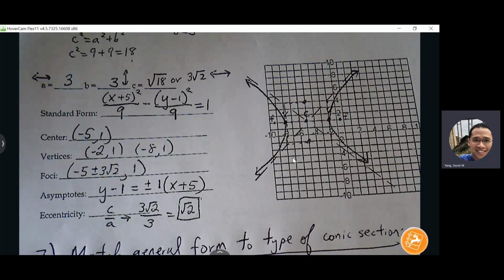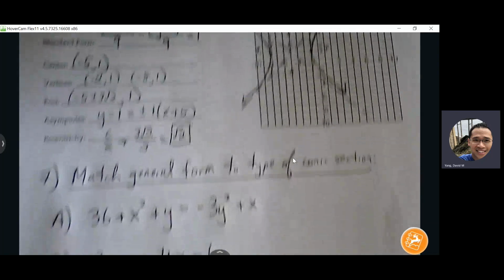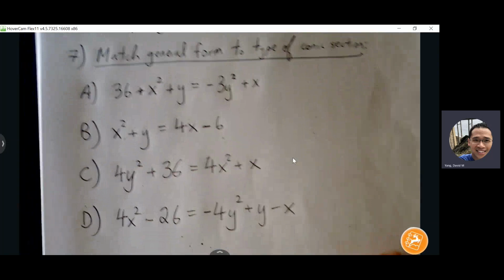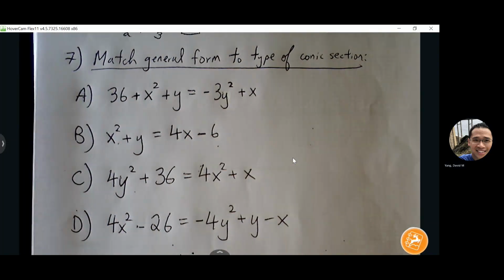There's some space on the bottom part of your packet. If you guys can write this down, this is number 7, A, B, C, and D. So just want to know, which one is the circle, which one is the parabola, which one is the ellipse, which one is the hyperbola.